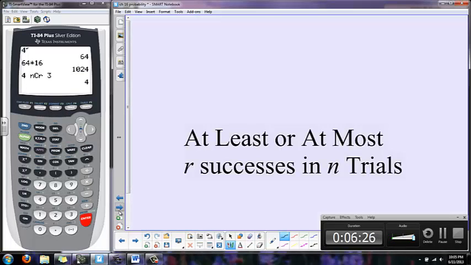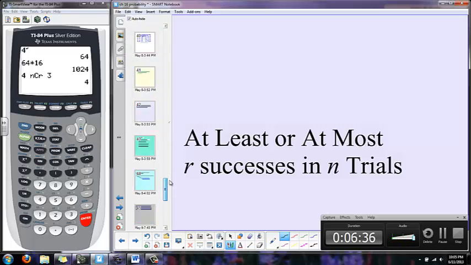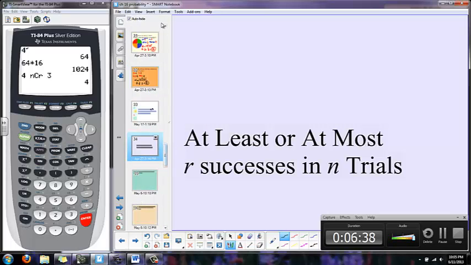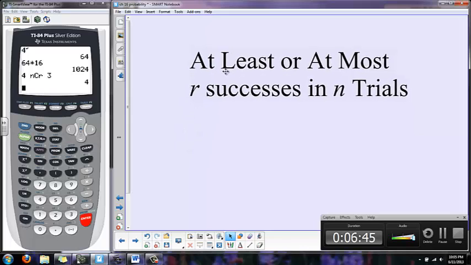Moving on. Alright. This, I believe, is the last and final section, if I'm not mistaken. Yeah, the last section that we're going to do on this chapter. Alright, so hopefully that wasn't too painful for you.